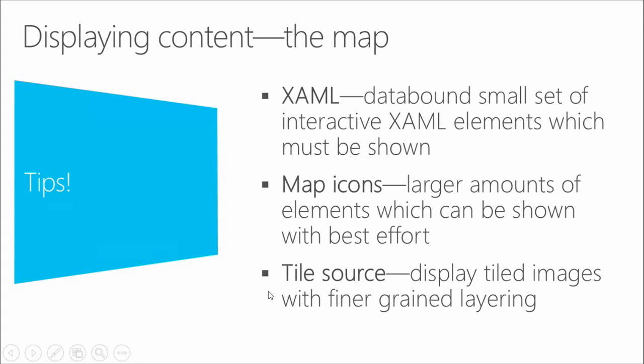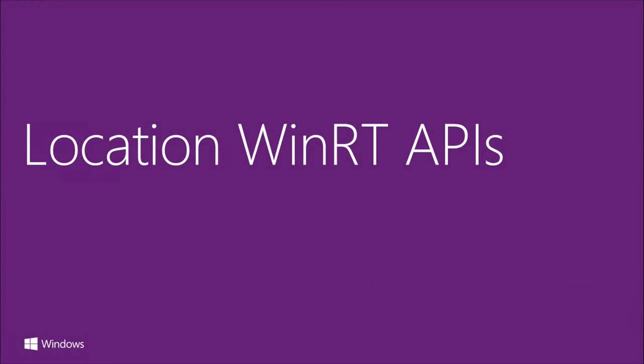Okay, so we talked about displaying content on the map. We talked about displaying XAML, data binding small sets of interactive XAML elements. These are going to be slower to render. They're always going to render. And so if you want something a little bit faster, you can do mapping icons. And then we talked about the tile source, where you can display those tiled images.